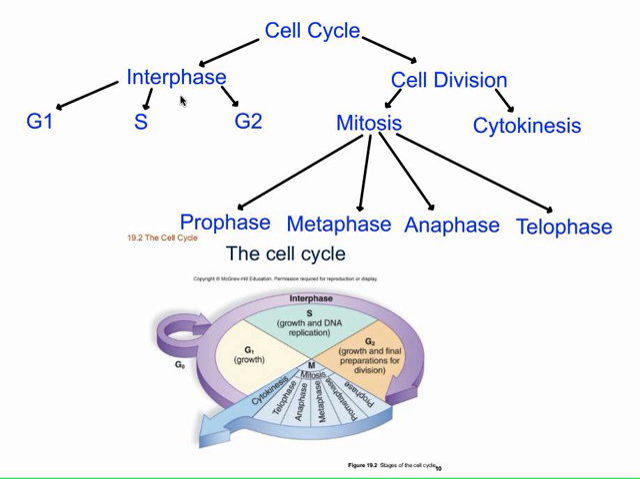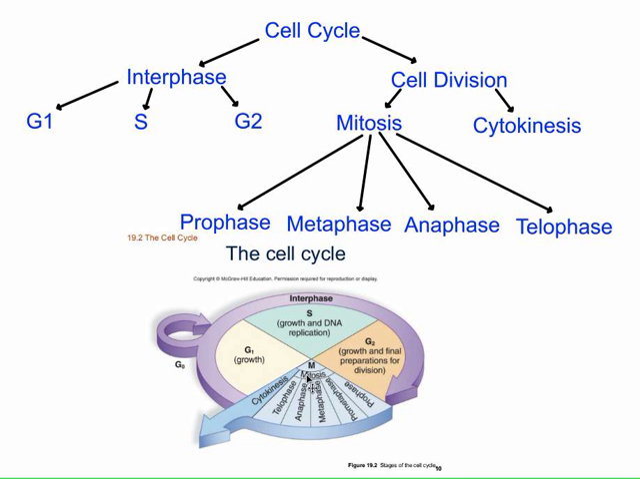Now interphase includes three parts, G1, S, and G2. Here you can see interphase includes G1, which is growth, S, which is DNA replication, that's very important to know, and G2, which really is the final preparations for mitosis. Then if we look specifically at cell division, there are two parts. There's mitosis, which is the division of the nucleus, and cytokinesis, which is the division of the cytoplasm.